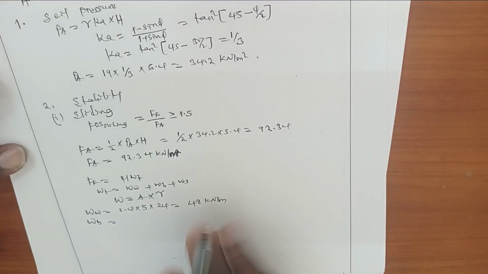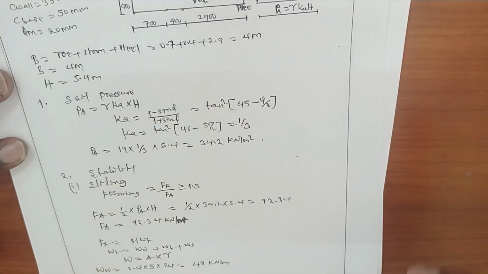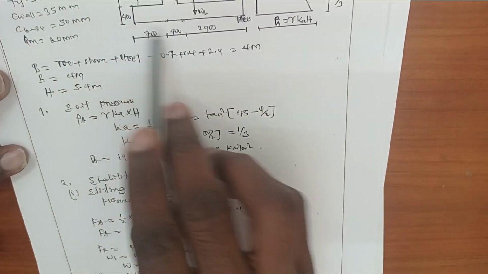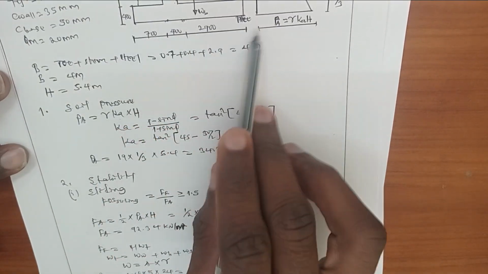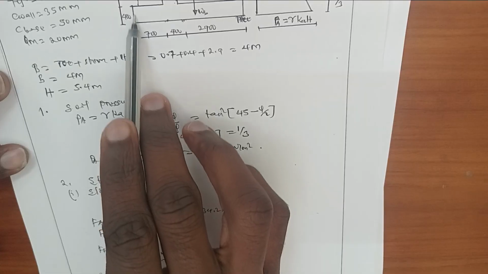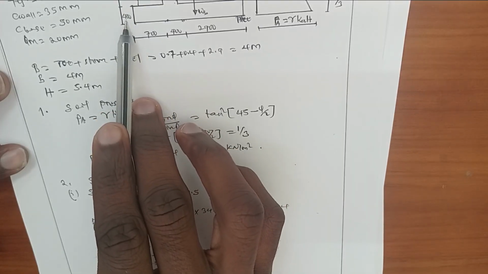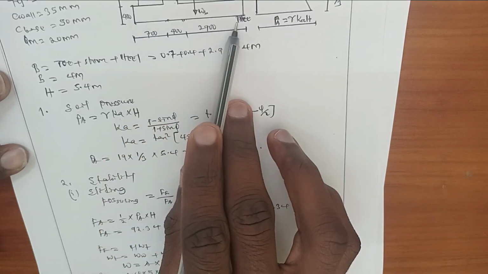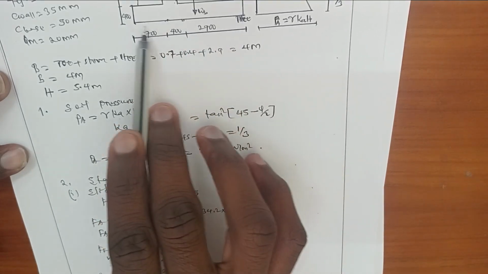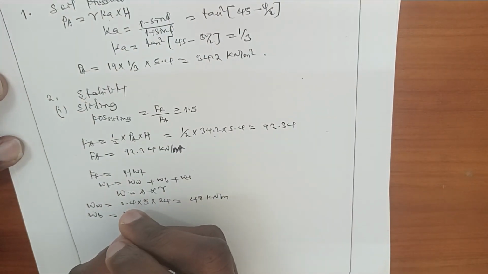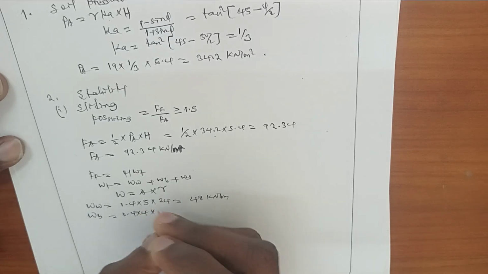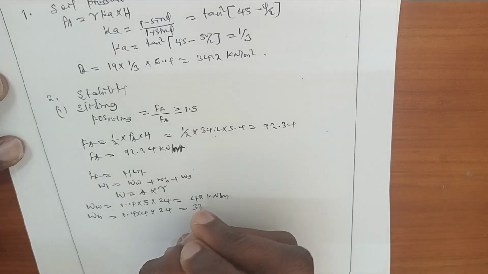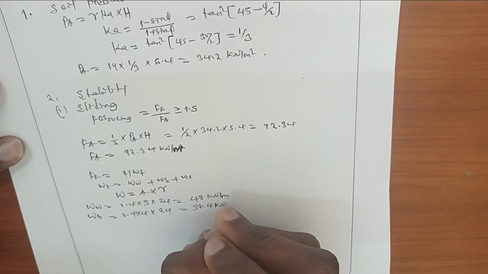Now, the weight of the base. The weight of the base is obtained by taking the area of the base times the unit weight of concrete. This is the base of the retaining wall. The thickness of this base is 400 millimeters, which is 0.4 meters, and the width is 4 meters. Now, 0.4 times 4 times the unit weight of concrete, which is 24, will be equal to 38.4 kilonewton per meter.